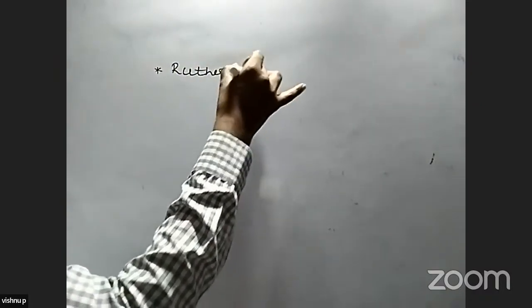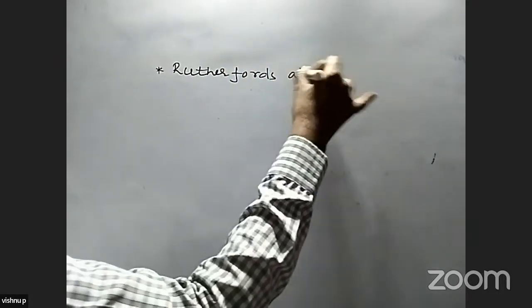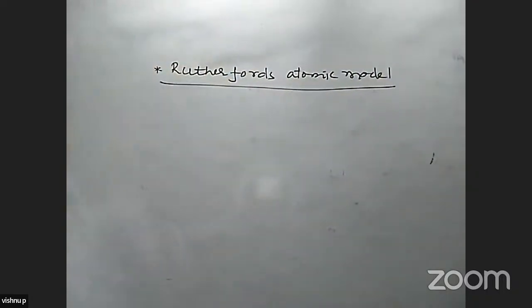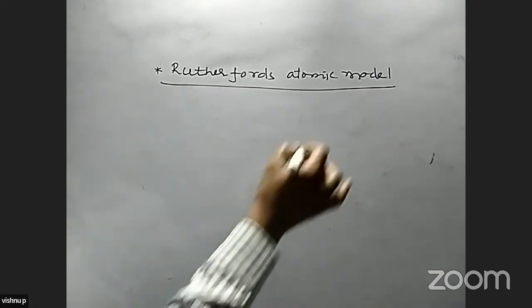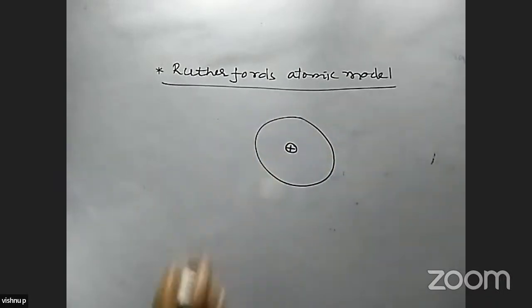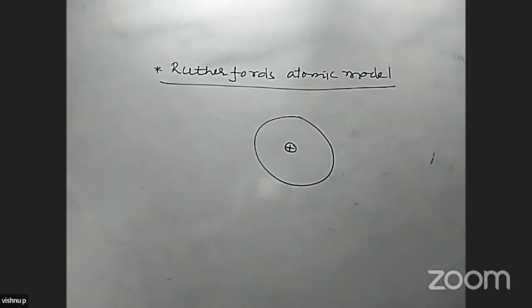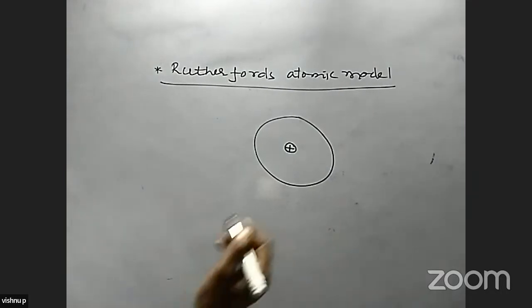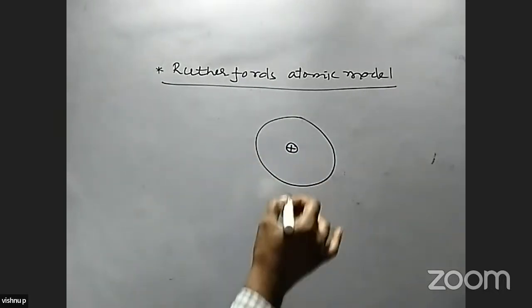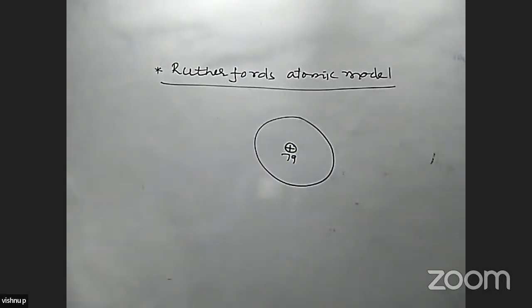And after that, the next model is Rutherford's atomic model, or it is called the alpha rays gold foil experiment. In this experiment, a very thin gold or silver foil is used. Why is gold or silver used? Because gold or silver is more malleable in nature. For example, in the case of gold, the mass number is also more, and more positive charge is present in the nucleus, that is 79 protons.